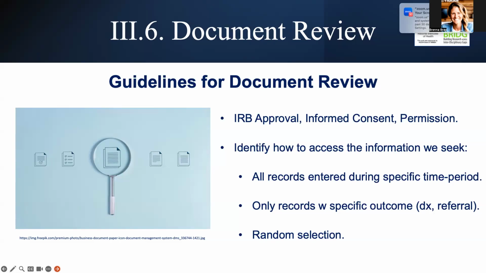We want to identify how to access the information that we're seeking. So are we going to access all records that are entered during a specific time period? In the Reddit example, they had a very specific date, right? It was like May through January of 2021, or January through May of 2021. Are we going to address only records with specific outcomes? So maybe only with a specific medical diagnosis or referral, or in the Reddit case, right, they had 3 very specific subreddits and very specific kind of word inclusion criteria. Or are we just going to kind of do random selection, right?